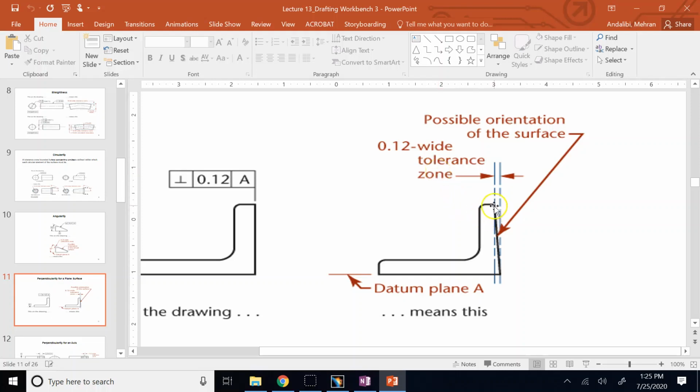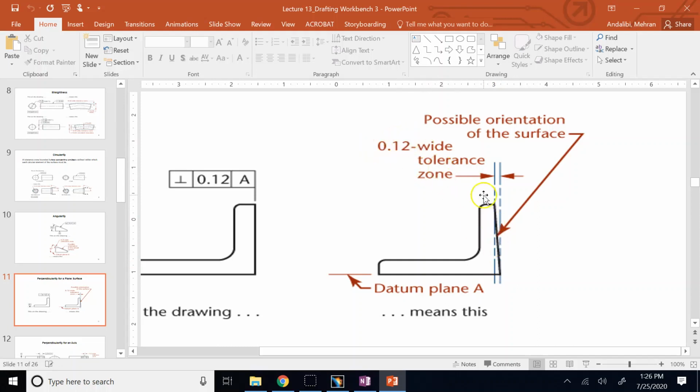But in reality, since you cannot make it 100% 90 degrees with respect to plane A, you might have a very, very mild slope, and the smaller the deviation of the angle is from 90 degrees, the smaller this gap needs to be such that it contains all of the points on the surface. The more this angle deviates from 90 degrees, the bigger the gap you need to contain all of the points on the surface. So that tolerance zone is directly related to the deviation of this angle from 90 degrees, okay?